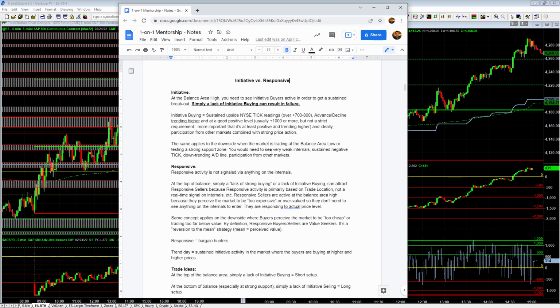Now, what is initiative buying? What does it look like? So initiative buying would be visualized or recognized, or like how do we detect it? It would be detected by seeing sustained upside tick readings, usually at least plus 700 to 800, and the higher the better. An advance decline line that is trending higher and at a good positive level, usually plus 1000 or more, but that's not a strict requirement because the AD is based on the previous day's close. The more important thing is that it's at least in positive territory and it's trending higher.